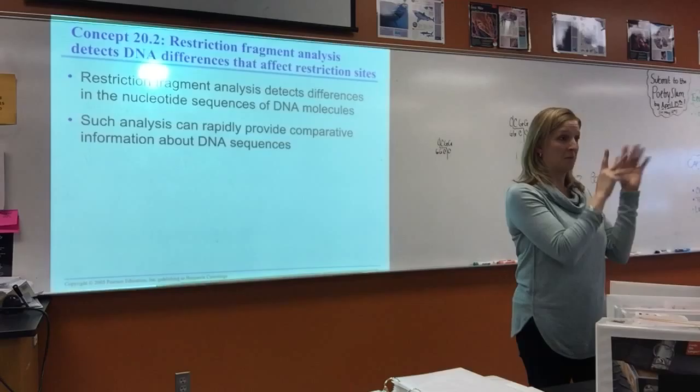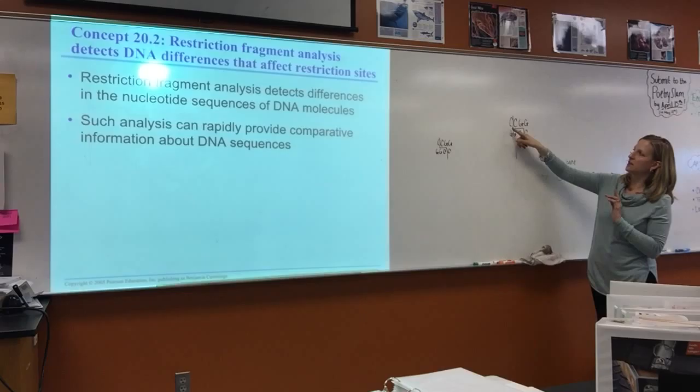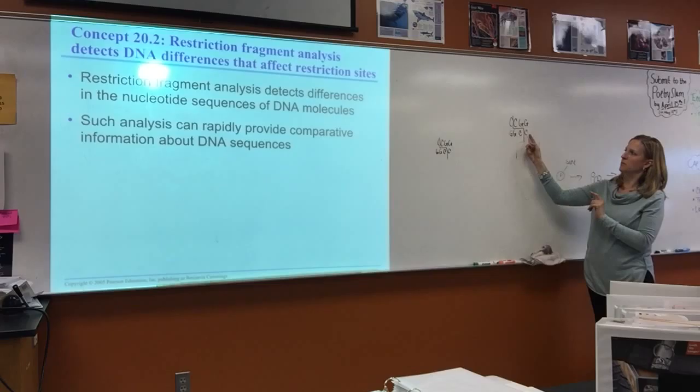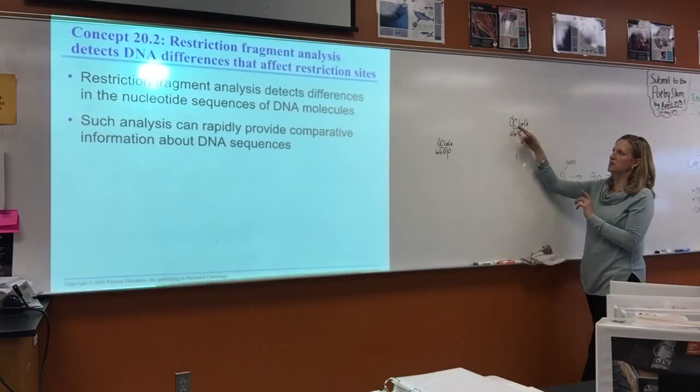Remember, restriction enzymes, what do they do? They look for a specific sequence. So let's say CCGG, and it's the same from right to left. It looks for that sequence and then cuts, let's say, between the two C's. That's where we get that jagged cut that creates the sticky ends.